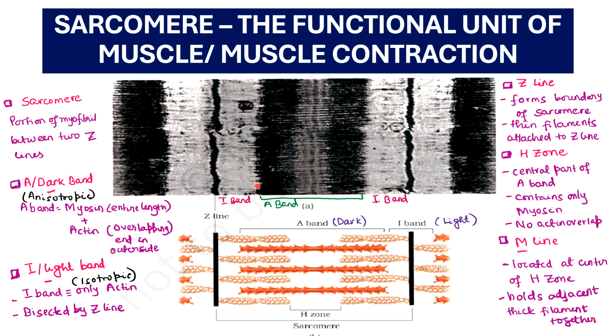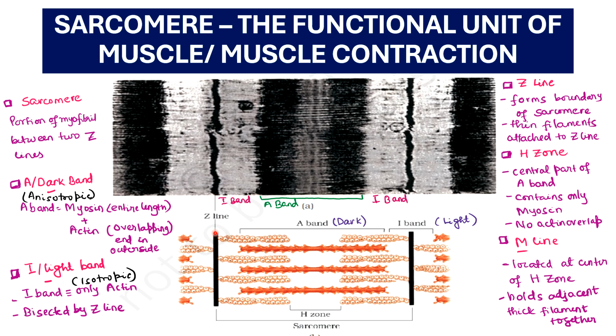Now, this light band is bisected by a line called the Z line. If you have one Z line here and another Z line here, the portion of the myofibril that lies between the two Z lines is called the sarcomere. So this is your sarcomere. Now look at the finer details of it.